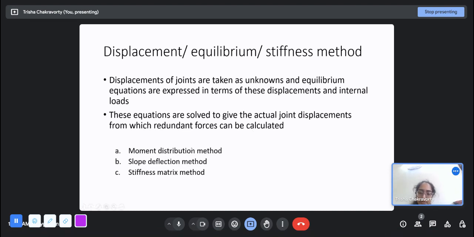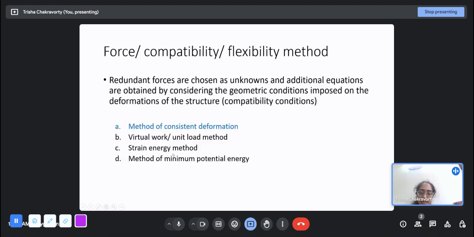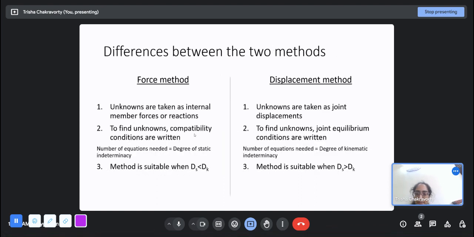These three are what we will cover in the next 3 weeks, and they are all very important, unlike this one where mostly the method of consistent deformation is what we use. And virtual work and unit load method is basically worked into the method of consistent deformation. Virtual work is a tool that we have been using in many places without actually taking the name, but it is used in the method of consistent deformation.